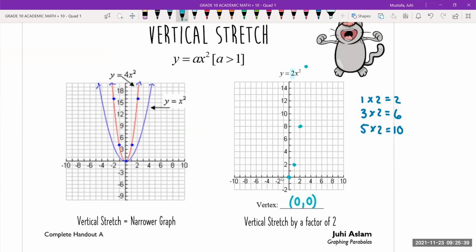Start back at the vertex, go 1 to the right, up 2. Sorry, 1 to the left, up 2. 1 to the left, up 6. And then 1 to the left, up 10.